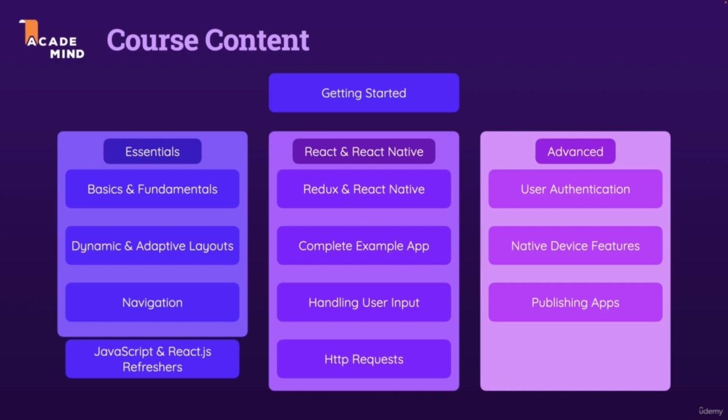We're going to explore user authentication and how you could add that to an application. We're going to learn how you can tap into native device features, like using the device camera or the user's location. And we're also going to learn how we can prepare and build our apps for production, how you can get them ready for being published to the app stores. We're going to learn that in detail as well.